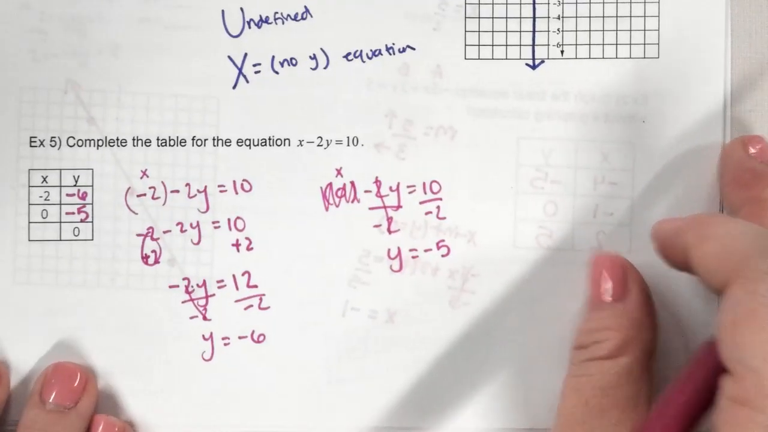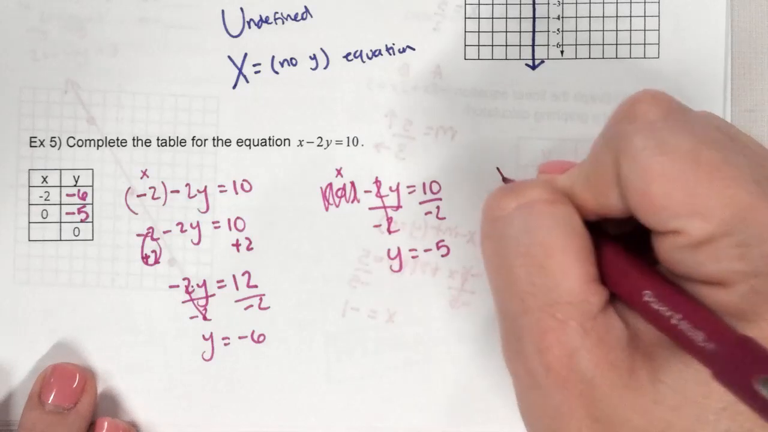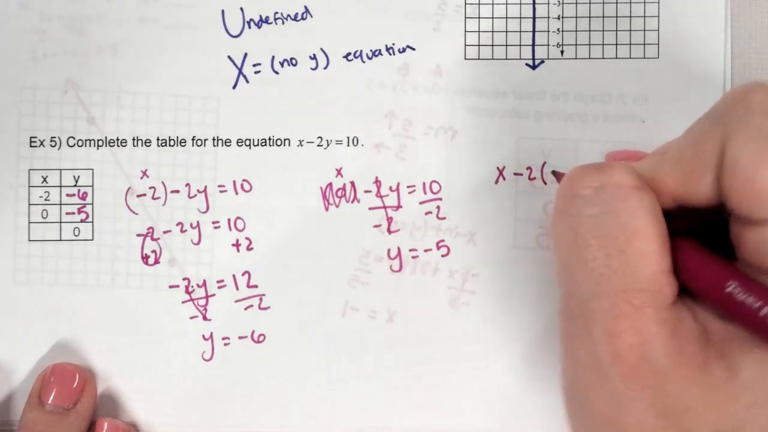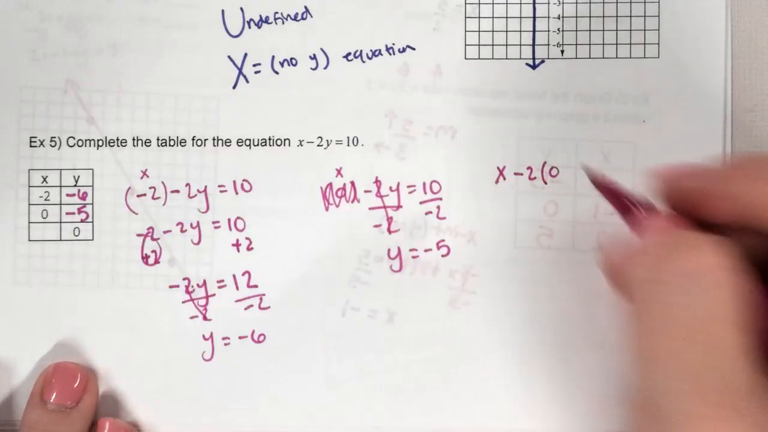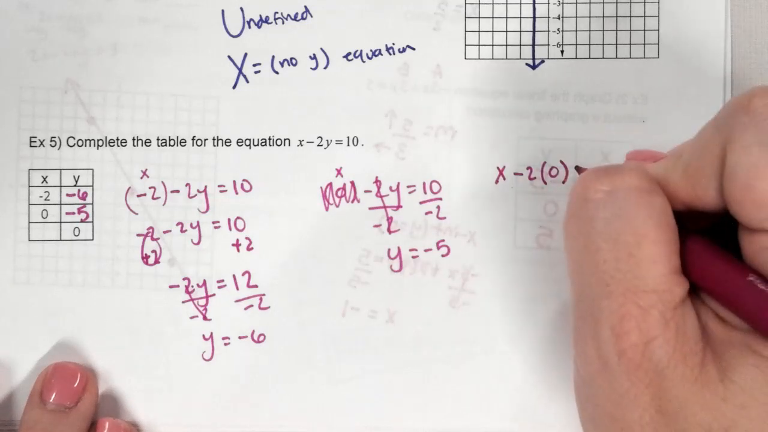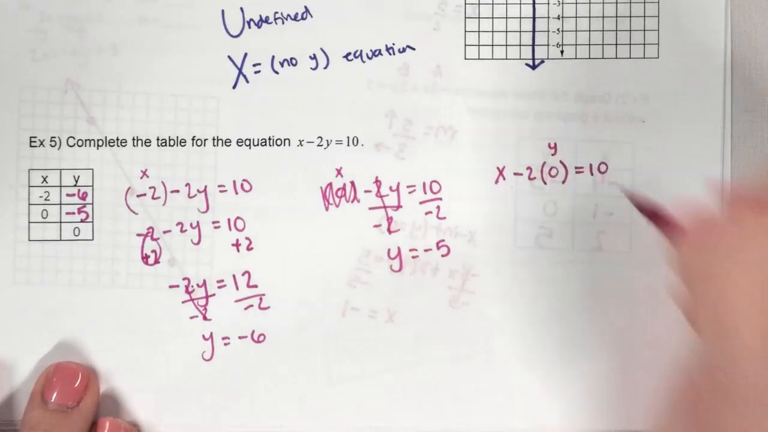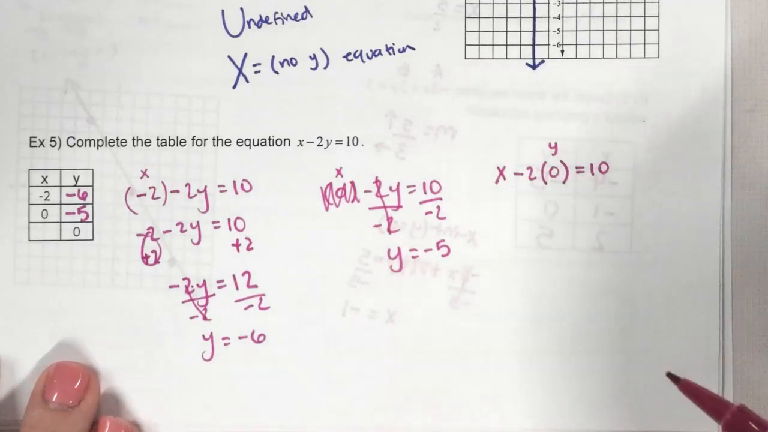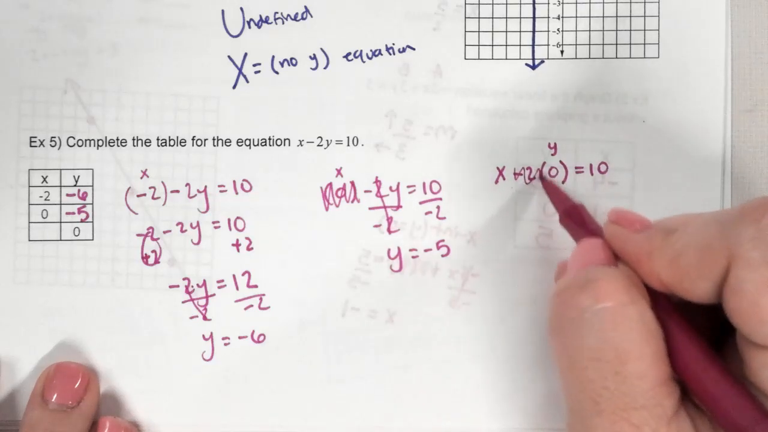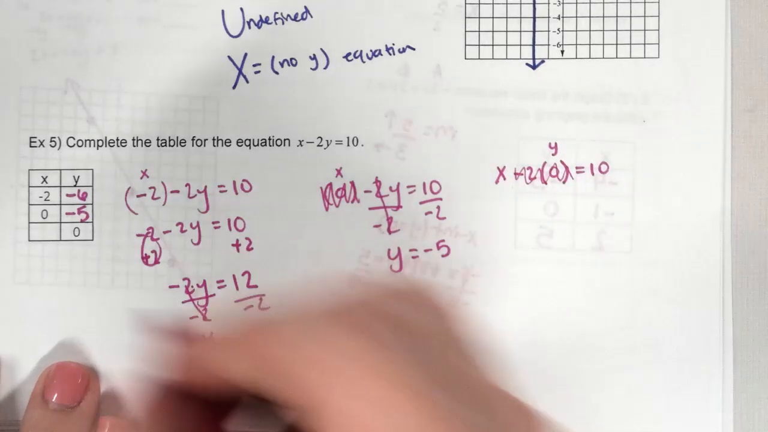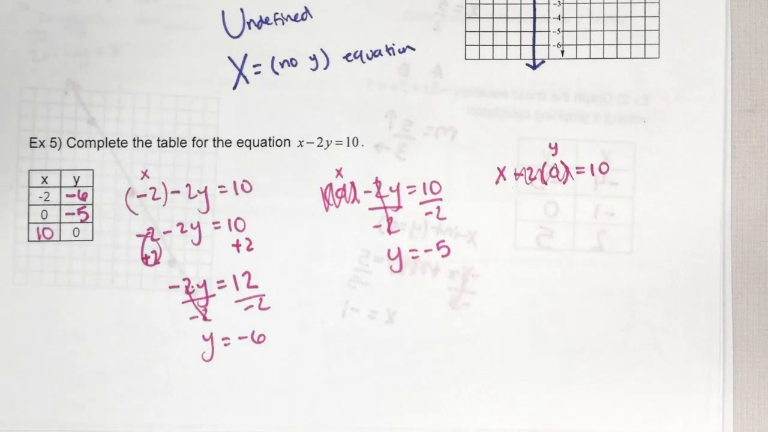Okay, and last but not least, we want to find y is 0, sorry. I was looking at the number I just wrote. Well, what's -2 times 0? So that goes away, and what does x equal? 10. Didn't even have to do any math.